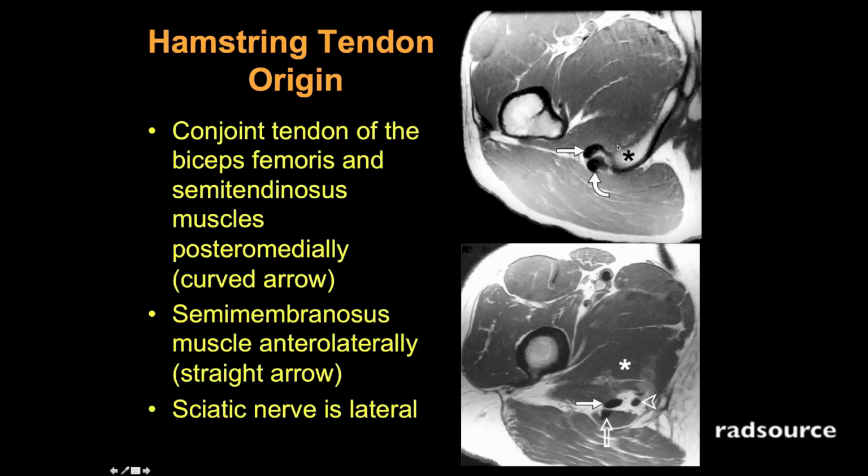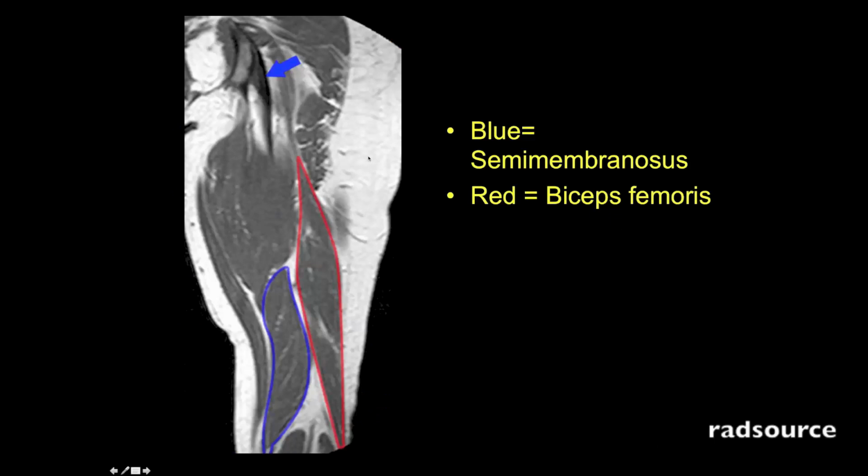The hamstring tendon origin at the ischial tuberosity has the semimembranosus as well as the conjoint tendon of the biceps femoris and semitendinosus muscles posterior medially. The semimembranosus muscle is anterior lateral. The sciatic nerve is always lateral. As we extend more distally, we'll see the semimembranosus, and that will travel from lateral to medial together with the semitendinosus, while the biceps femoris will go laterally.